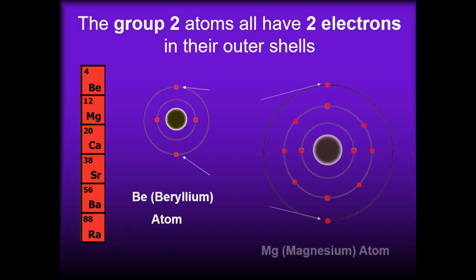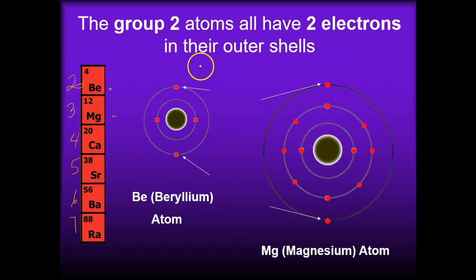Here's an example. Group 2 has 2 electrons in the outer shell. We have energy levels 2, 3, 4, 5, 6, and 7. It doesn't matter where you go, when you get to energy level 7, you'll end up with 2 on the outer shell. Right now we're looking at these 2 right here. Beryllium has 4: 2 on the inside, 2 on the outside. Magnesium has 12: there's 2, 8, and then 2 more.